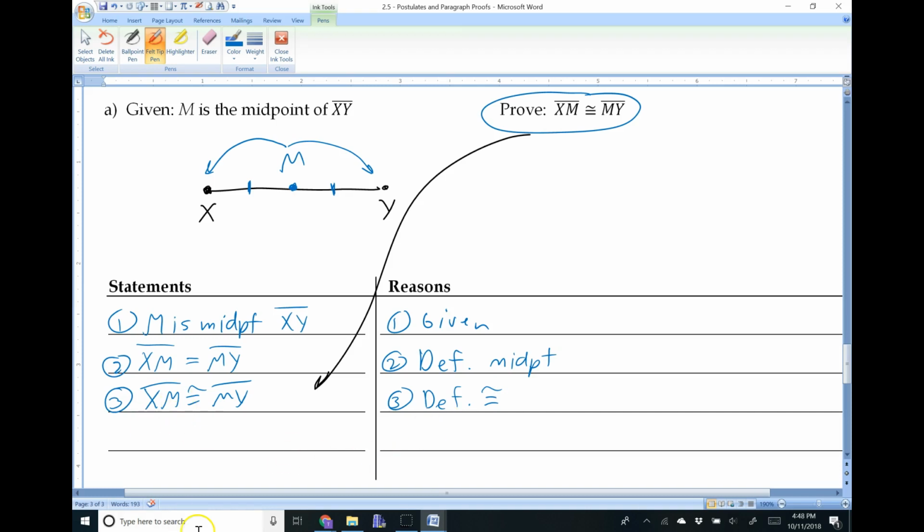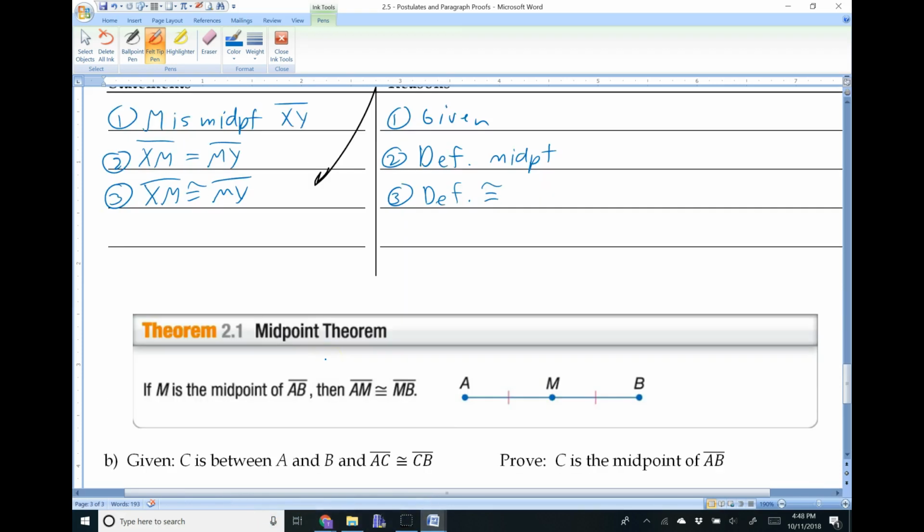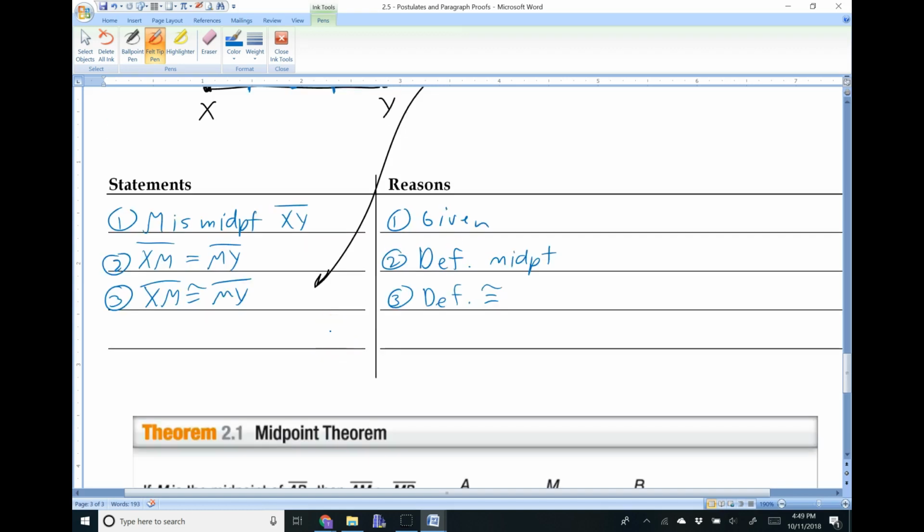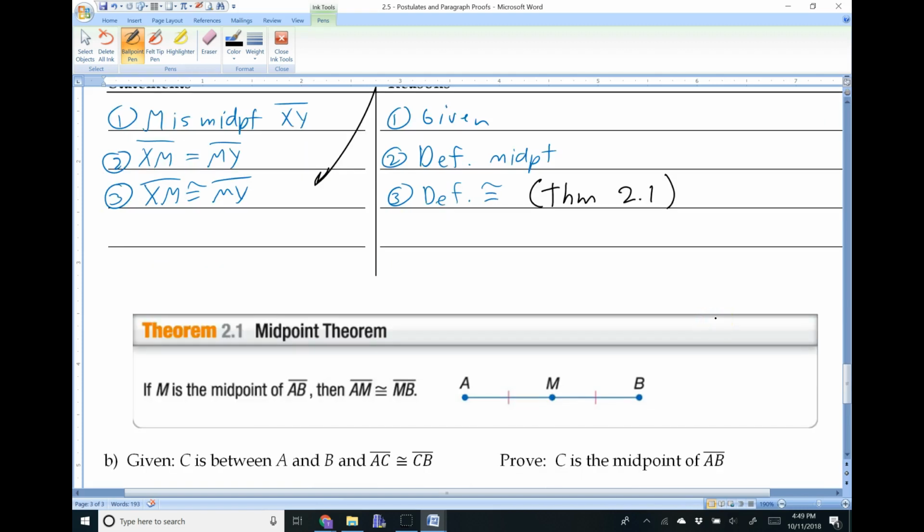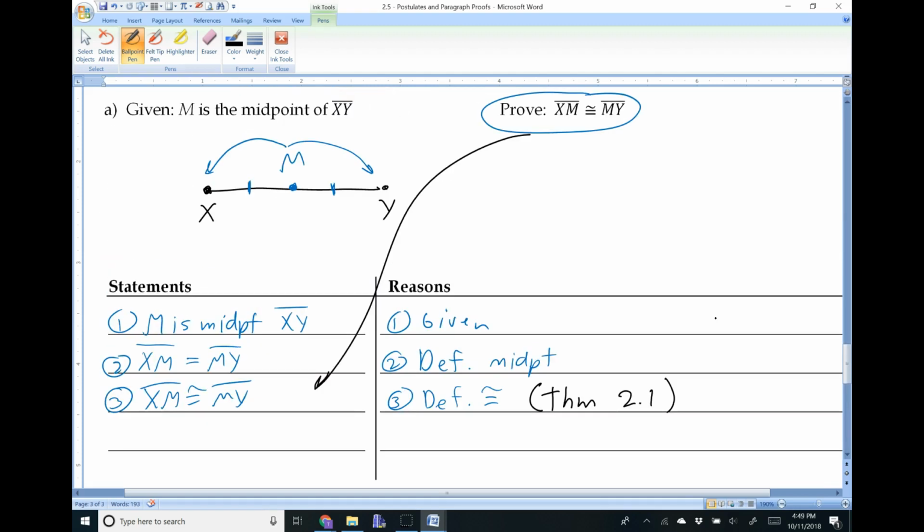I got one more theorem that we can also use instead of putting definition of congruency, and that is the midpoint theorem. The midpoint theorem says if M is the midpoint of AB, then it automatically splits it up so that AM is congruent to MB right away. So for the third step here, I'll put in parentheses, Theorem 2.1, which is the midpoint theorem, okay? And we can use the midpoint theorem again. So take a look at this proof, dissect it a little bit, look through it again if you have to.